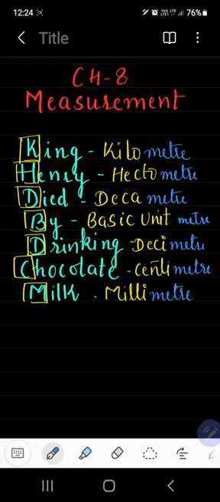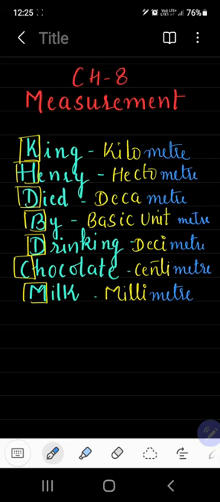If our basic unit is, for example, liter, then it will be kiloliter, hectoliter, decaliter, liter, deciliter, centiliter and milliliter. So whatever the basic unit is, the same will be the suffix. Like the basic unit of weight is gram. So if the basic unit is gram, then it will be kilogram, hectogram, decagram, gram, decigram, centigram and milligram. So the basic unit changes and the suffix accordingly changes, but the prefix of metric measure units always remains the same.